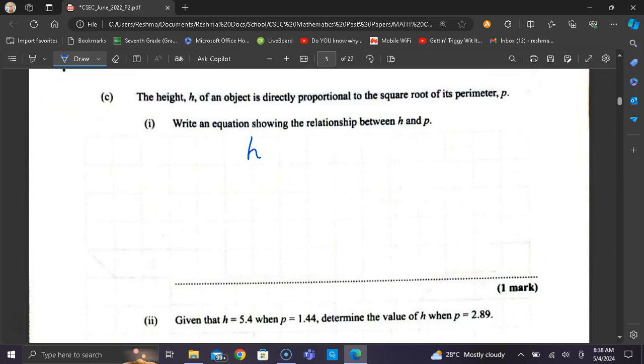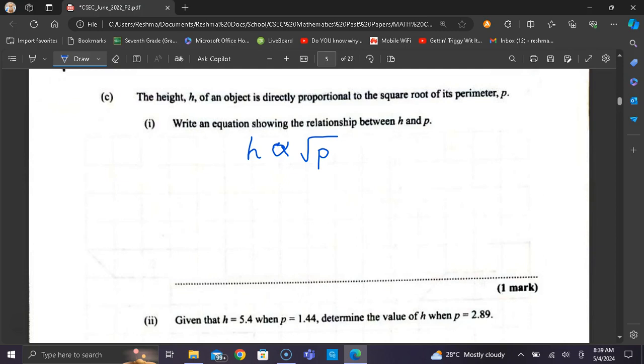is directly proportional to, so the proportional sign is the symbol, which actually is a symbol for alpha, the Greek letter alpha. Right, so h is directly proportional to the square root of its parameter. So the square root of the parameter would be the square root of p. So the question asks us to write an equation to show the relationship between h and p.